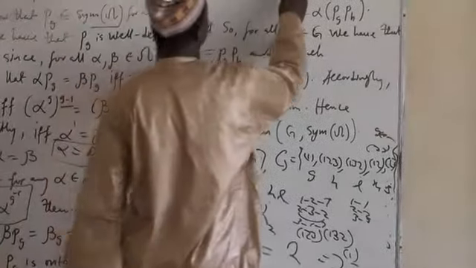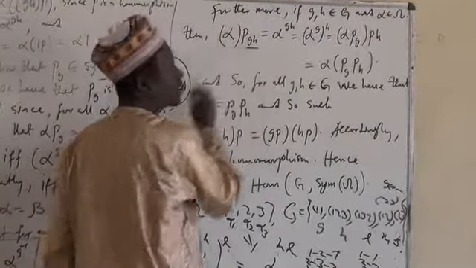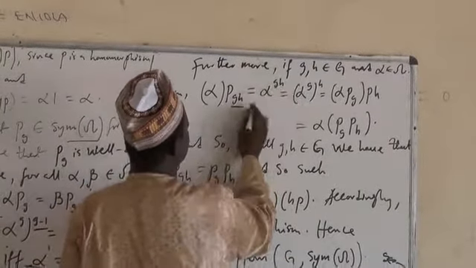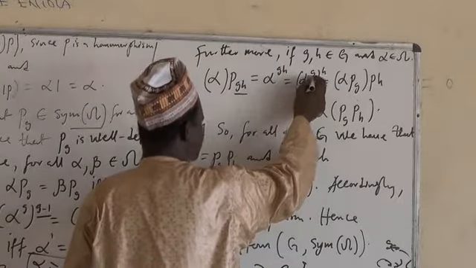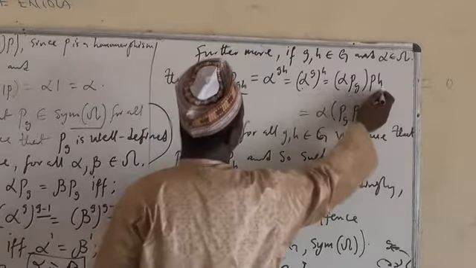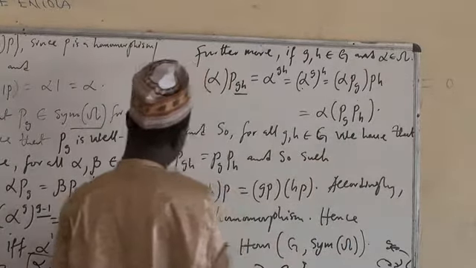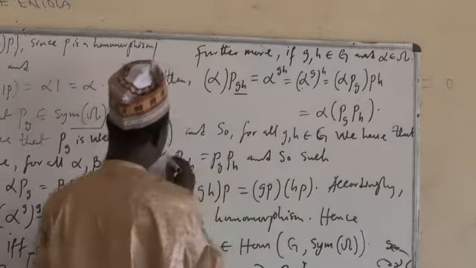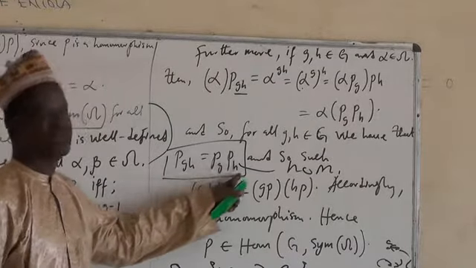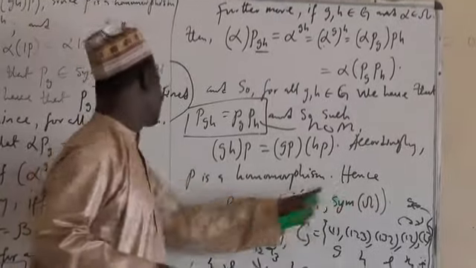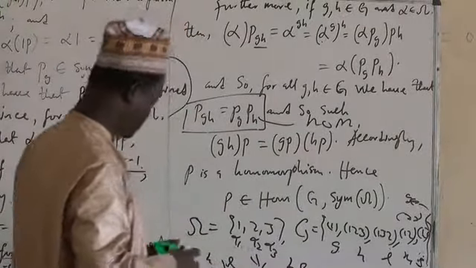Furthermore, if you take two elements g and h of G, alpha being acted on by gh, by definition of action, is alpha g first, then h, which is alpha rho g rho h. And so, for all g, h in G you take, you have that rho gh will be rho g rho h. This is the definition of a homomorphism. We say that rho is a homomorphism. And that's the end of the theorem.